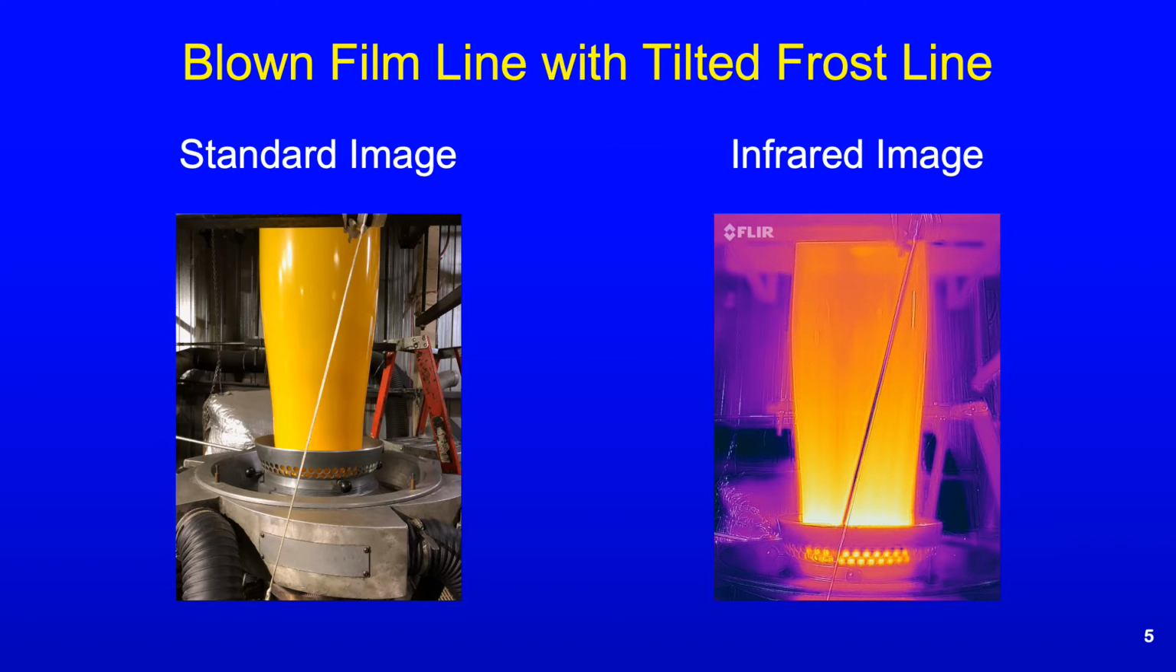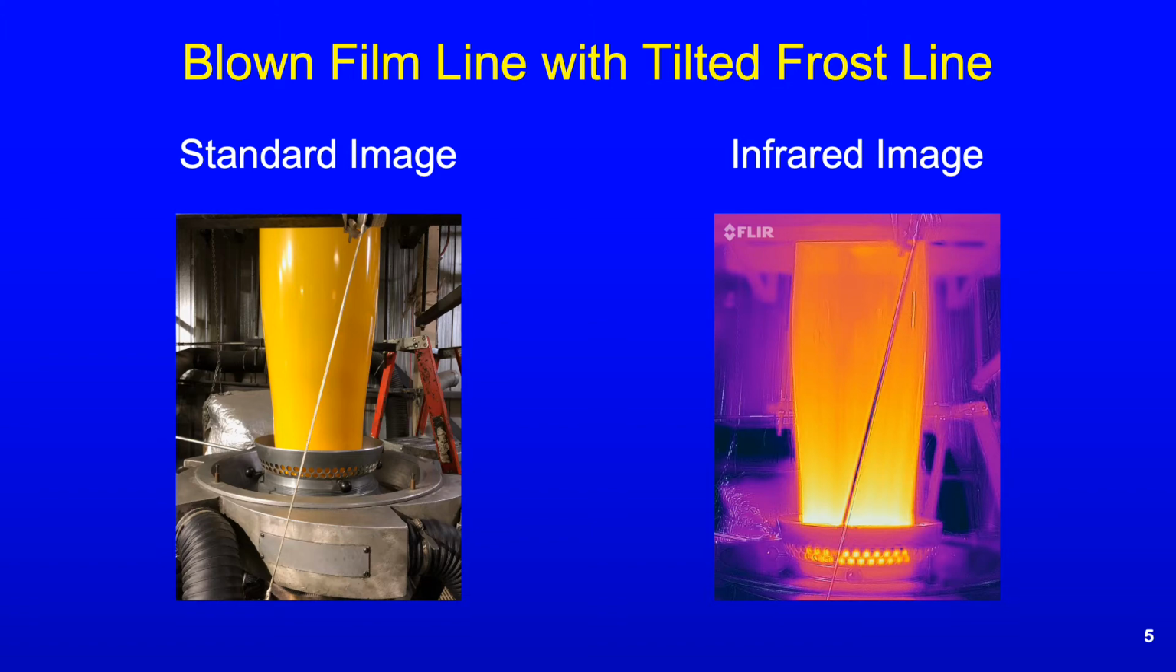When I took a look at the film line, first of all with my camera, take a look at the picture on the left, you could see that there was a tilted frost line. On the right is a picture I took with an infrared camera. This is an attachment that I purchased for my iPhone. You can buy them for Android models and Apple models. It was a FLIR One Pro.